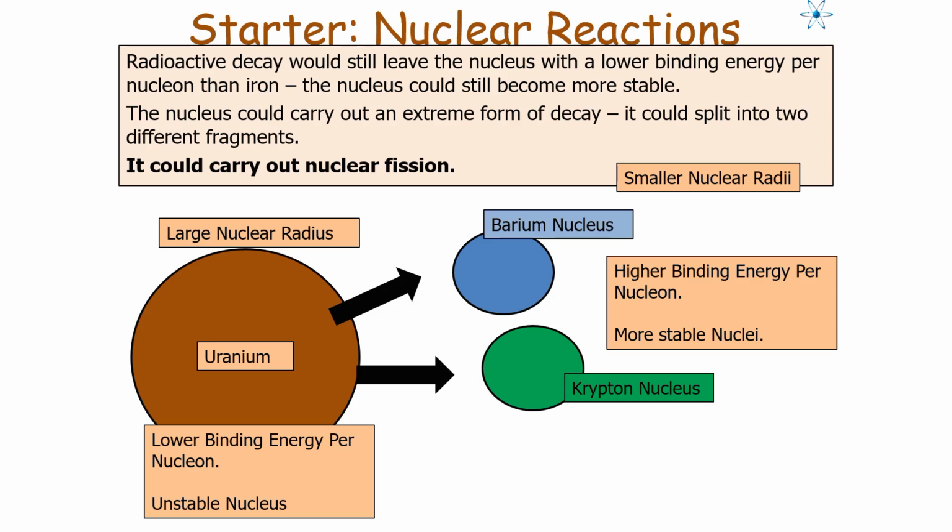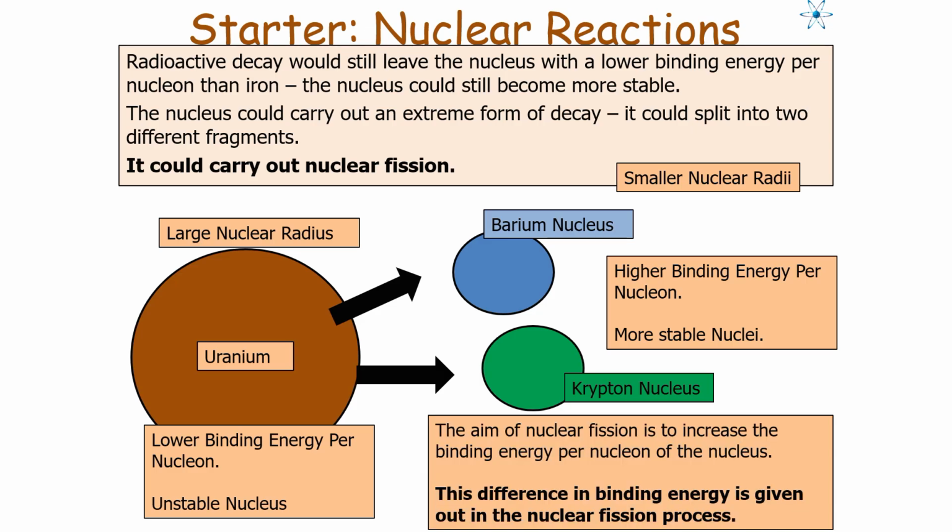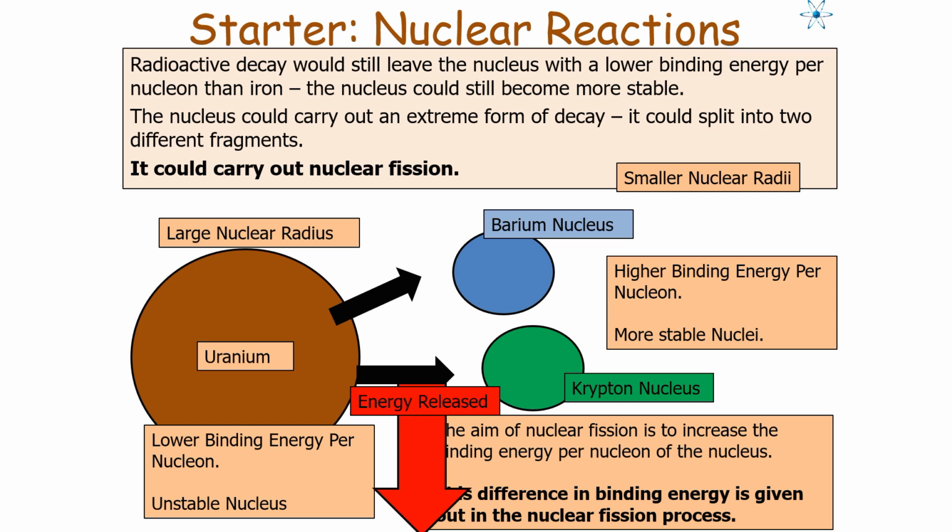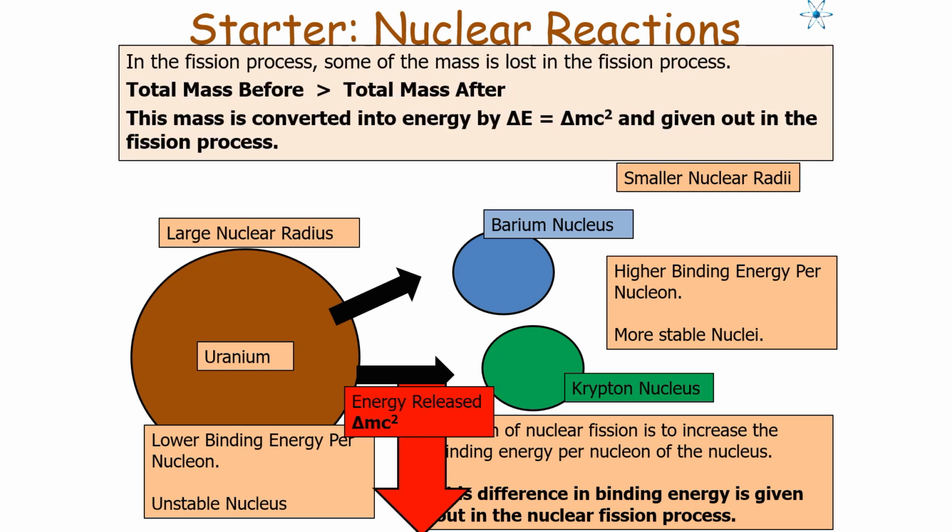So what nuclear fission is: our large nucleus with a large nuclear radius splits into two smaller nuclei which are more stable because they've got a smaller nuclear radius and they've got a higher binding energy per nucleon. Now, the aim of nuclear fission is to increase the binding energy per nucleon of the nucleus, and the difference in binding energy is given out in the nuclear fission process. So energy is released. Now, in the fission process, some of the mass is lost. So the total mass before is greater than the total mass after.